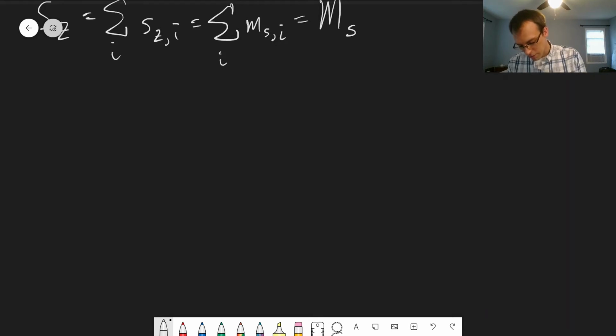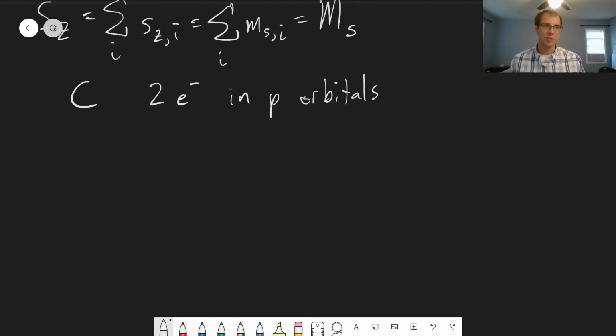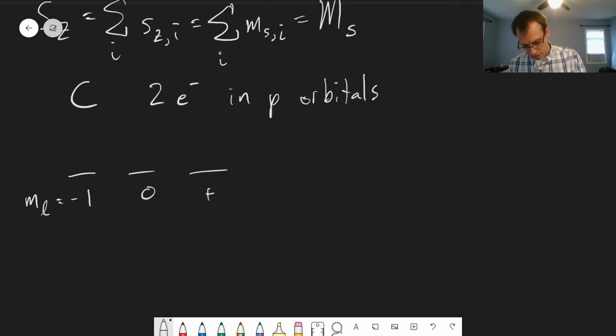So if we're looking at carbon, we have two electrons in p orbitals. There are lots of different ways we can arrange those electrons. So we have three different possible m values. To be specific, this is m sub l. M sub l could be equal to -1, 0, or +1, because for a p orbital, L is equal to 1. That's the definition of a p orbital.